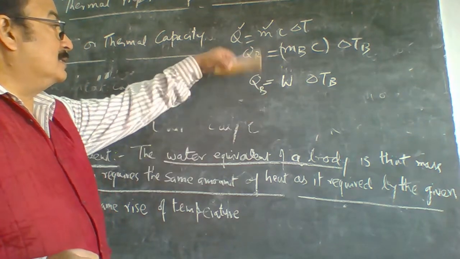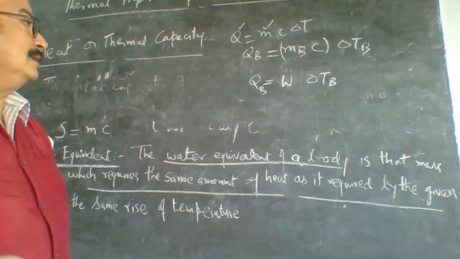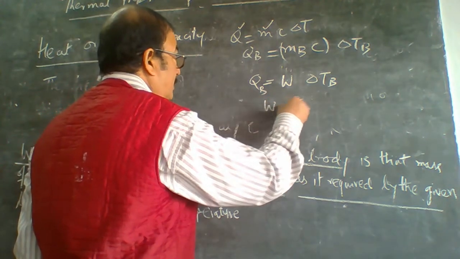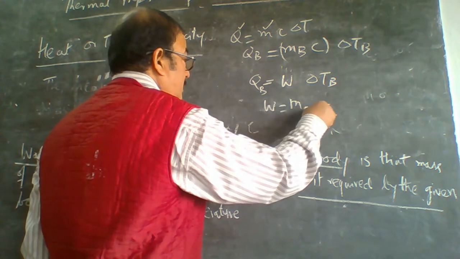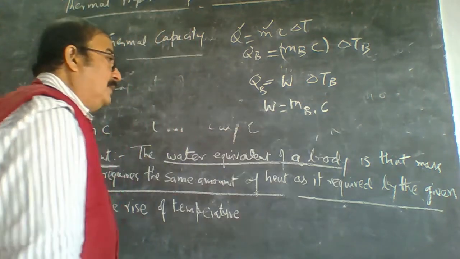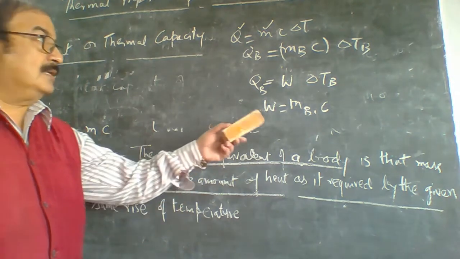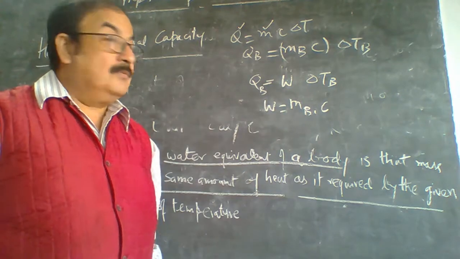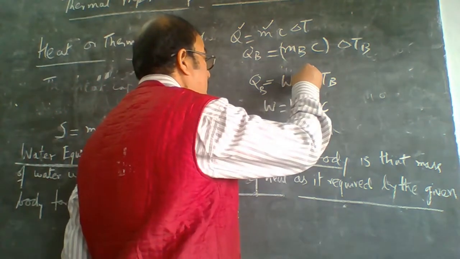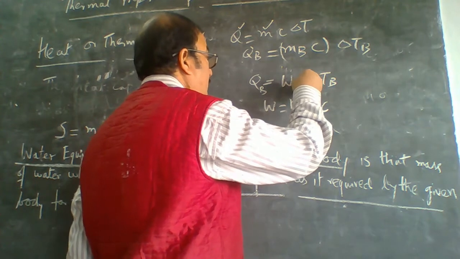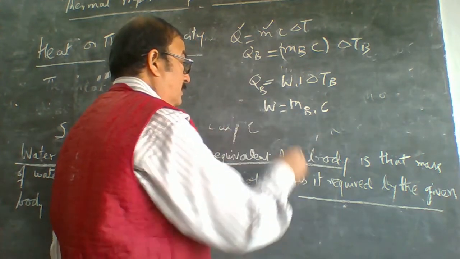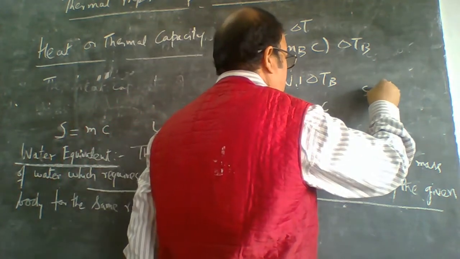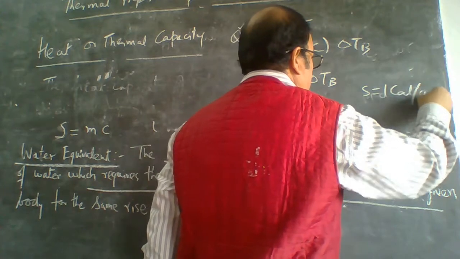So if we just divide these two things, what we can get is W equal to m into c. Remember the water equivalent में क्या हो जाएगा, ये जो water equivalent आप देख रहे हैं, why we always consider the specific heat of water equal to 1. Remember here we have already considered the specific heat of water equal to 1 calorie per gram degree Celsius.